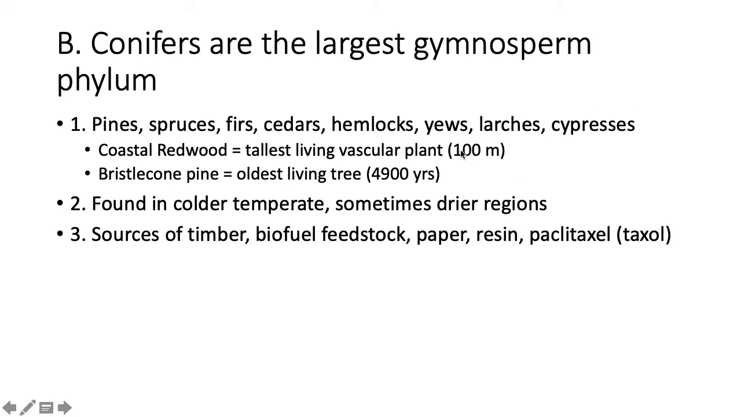They also include the tallest and the oldest. So the coastal redwood is the tallest living vascular plant at 100 meters, so 300 feet up. The oldest living tree, also found in California, is the bristlecone pine. And they have discovered that there is a tree that is 4,900 years old.